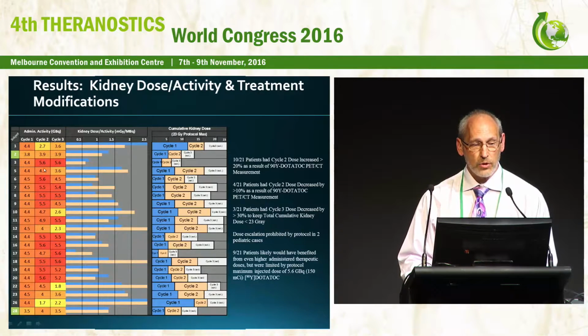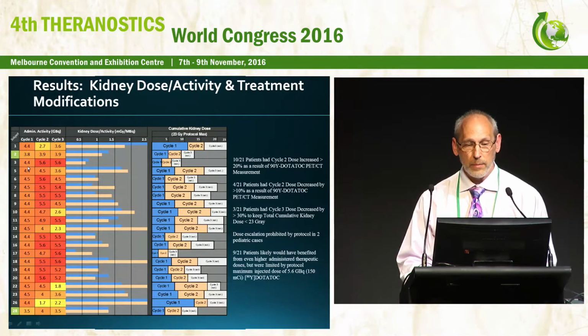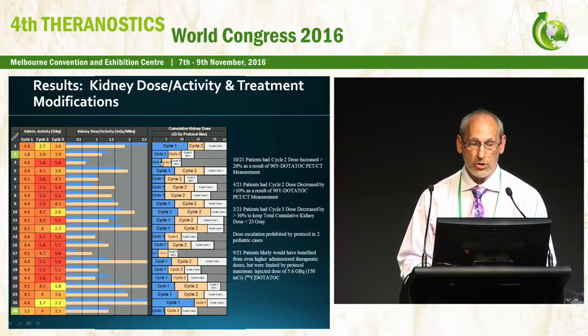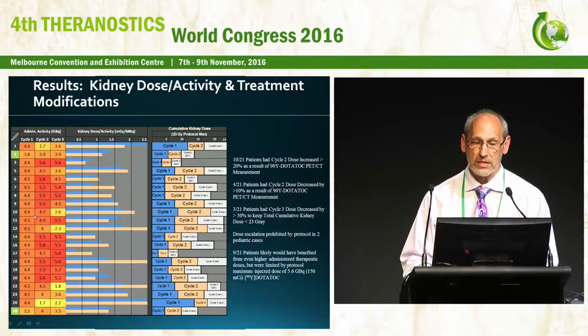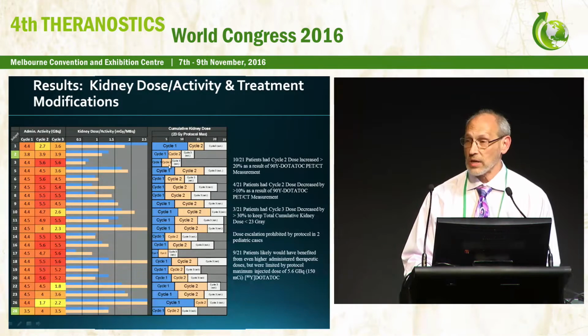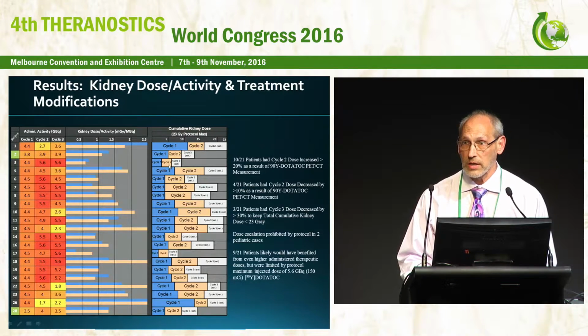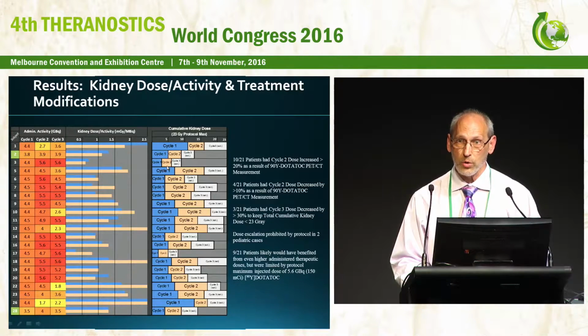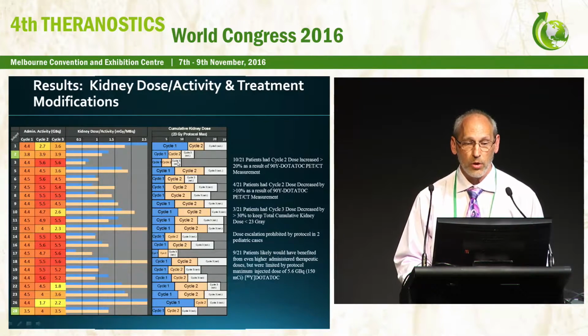Now on the flip side, if we look at patient number 3, we started with that same 4.4 gigabecquerel, but you see that we only gave about 3 gray to the kidney. So we bumped it up as much as the protocol would allow, to 5.6, and lo and behold, we got functionally the same amount of dose to the kidney, another 3, and then we gave the max again. So in the end, we gave maybe 9 gray to the kidney. This is a patient who clearly would have benefited from more dose from a therapeutic standpoint if the protocol allowed.